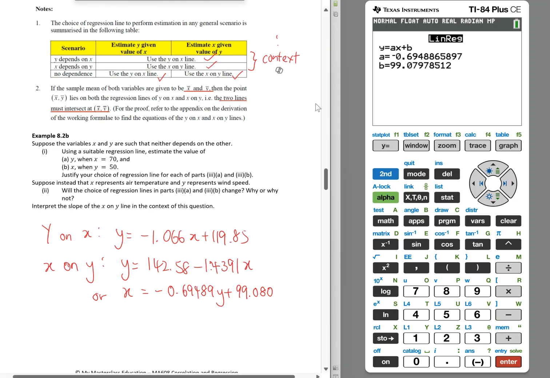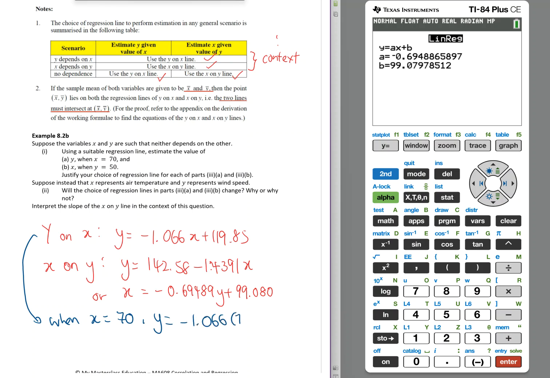So if the question wants you to find y when x is equal to 70, which is the one that you should use? You should use this, because you are given the independent variable. Y equals, use your calculator, 1.066 bracket 70 plus 119.85, and then you find your answer in 3SF.